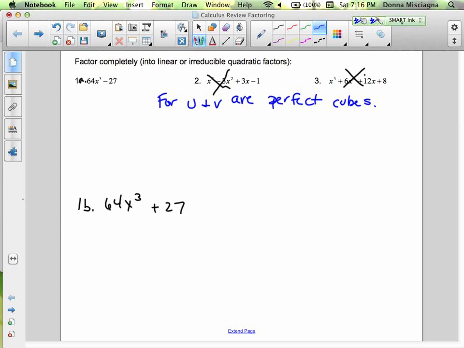First of all, we have a difference of cubes. So u minus v, if you have a difference of cubes, is equal to the cube root of u minus the cube root of v, times the cube root of u squared plus the cube root of u times the cube root of v plus the cube root of v squared.